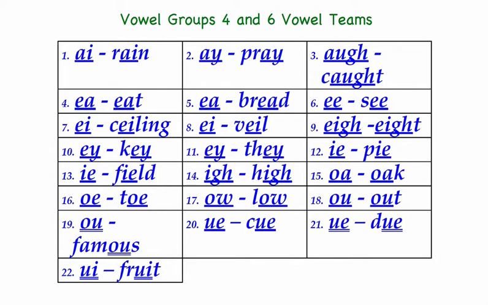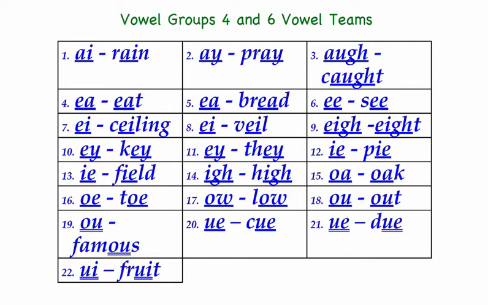OA represents the sound O, as in oak. OE represents the sound O, as in toe. OW represents the sound O, as in low. OU can represent one of two sounds, ow, as in the word out, and there it's one line under the OU, and it is a vowel group 6 team.